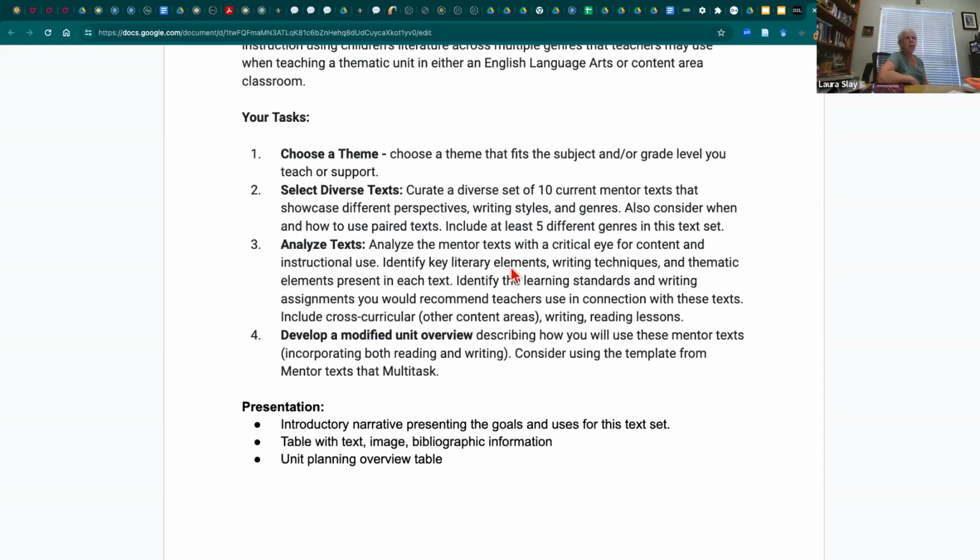I'm reading the assignment again to help you work through that. You need to include at least 5 different genres. So you might have something that's informative, something that's a poem, something that's a play, something that's a story about an athlete, which would be your narrative or a memoir type of thing. You're going to analyze the mentor texts.